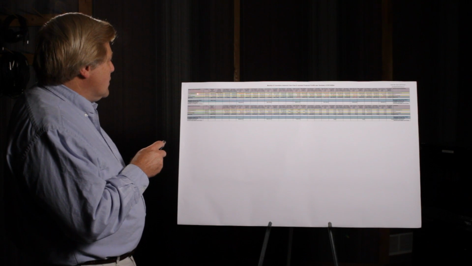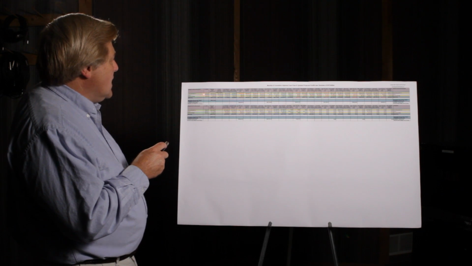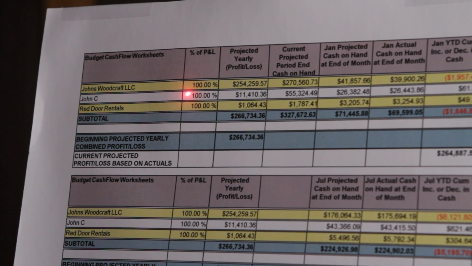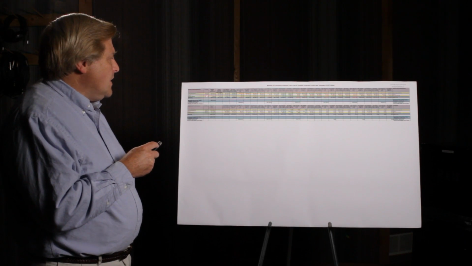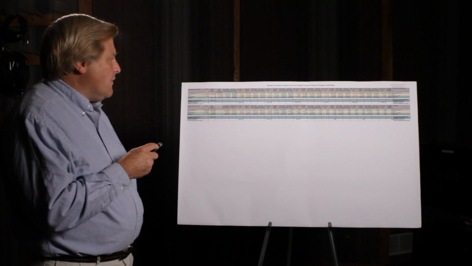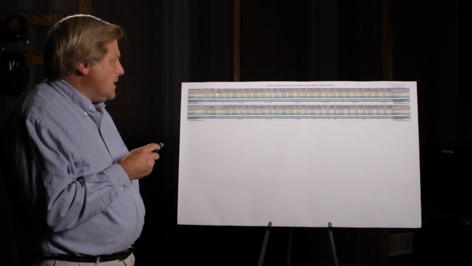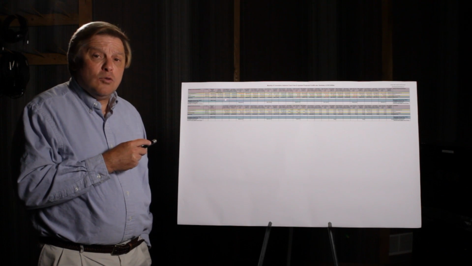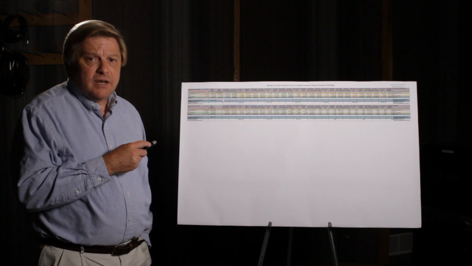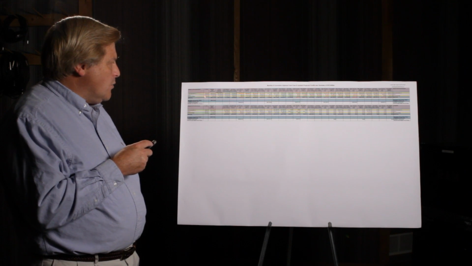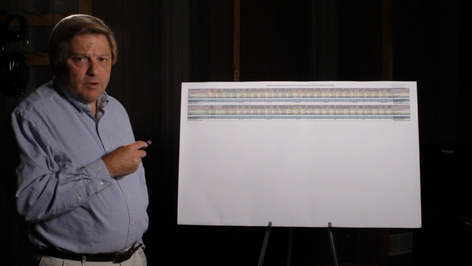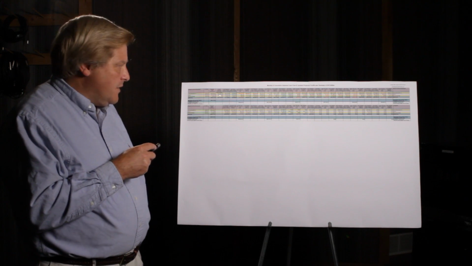In this case, you'll see with John's Woodcraft LLC, he owned 100% of that. Since it's his personal budget under John C., he owns 100% of his own personal budget, and Red Door Rentals, he owns 100%. Now, one of these could have been 50%. In that case, these numbers would represent 50% of the profit and loss, 50% of the cash on hand, whereas the actual budget that you looked at would represent 100% of the profit and loss and cash on hand. But in this case, with John C. and Red Door Rentals, if it was 50% ownership, he'd only get half of the loss or of the profit.